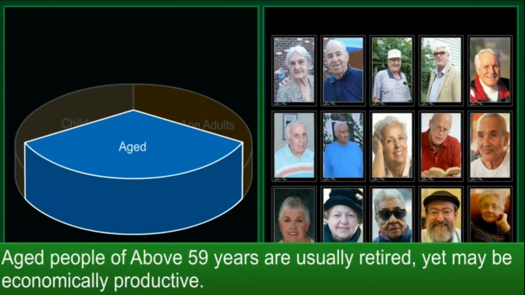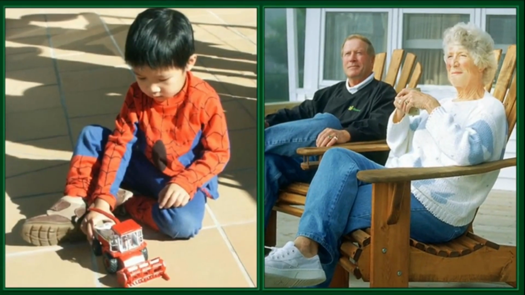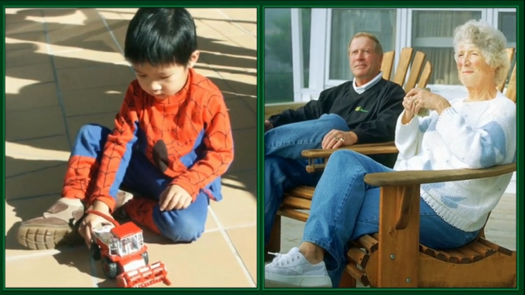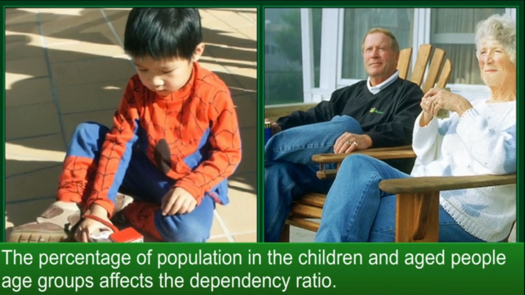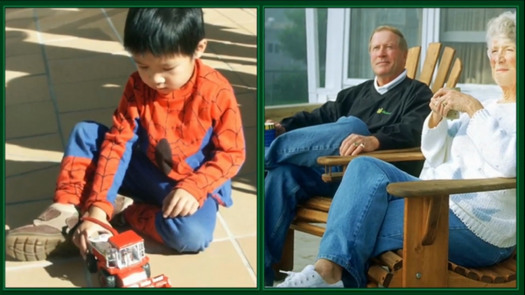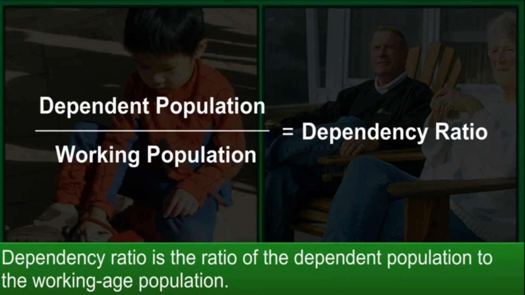The population belonging to the above 59 age group can be economically productive, though they may have retired. People in this age group may be working voluntarily. However, they are not available for employment through recruitment. Children and aged people are generally not producers. Therefore, the percentage of population belonging to these two age groups affects the dependency ratio of the country. Dependency ratio is the ratio of the dependent population to the working age population of the country.